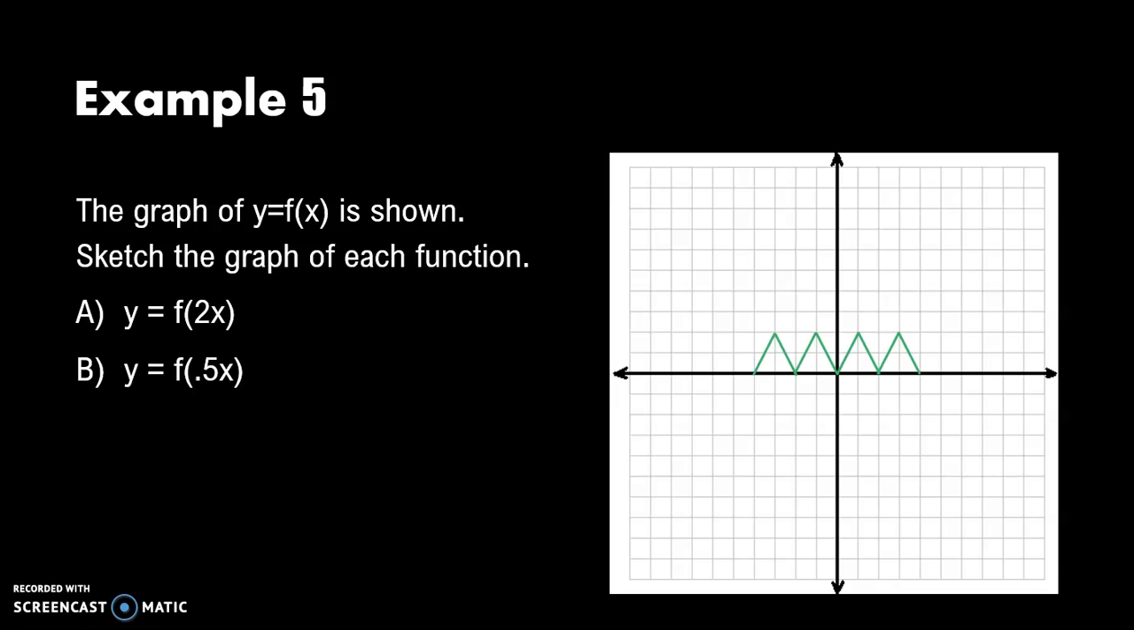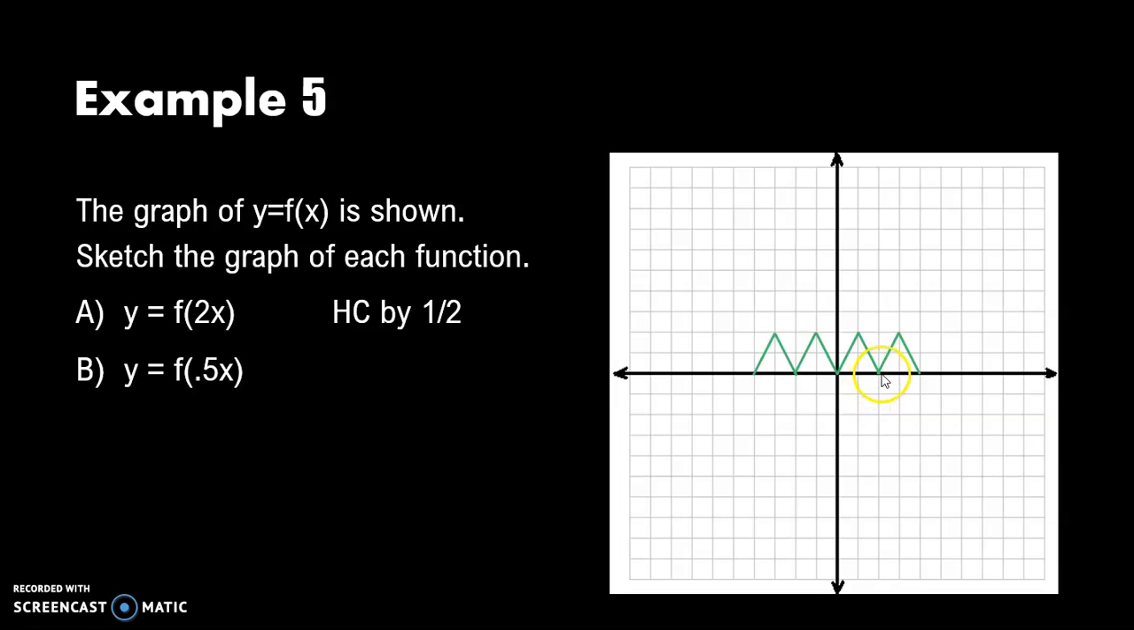In example 5, we're told that the graph of y equals f of x is shown. They want us to sketch the graph of each function. And notice they've told us that y equals f of 2x for part A. Now, notice what this is. We're multiplying the variable by 2. So think about this, it's a horizontal stretch or compression. When you do a horizontal stretch or compression, you're multiplying by the reciprocal of that factor. So this particular transformation is a horizontal compression by 1/2.